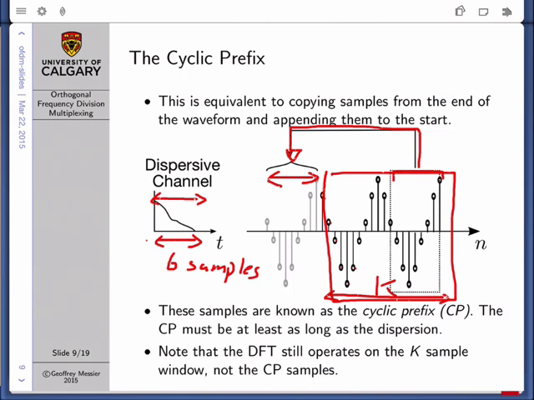Now, we're adding extra samples to our transmitted sinusoid, but it's important to note that the DFT still only operates on K samples. So at the receiver, we would discard the cyclic prefix. It's done its job, and then we would perform the DFT only on the K samples that are left over.